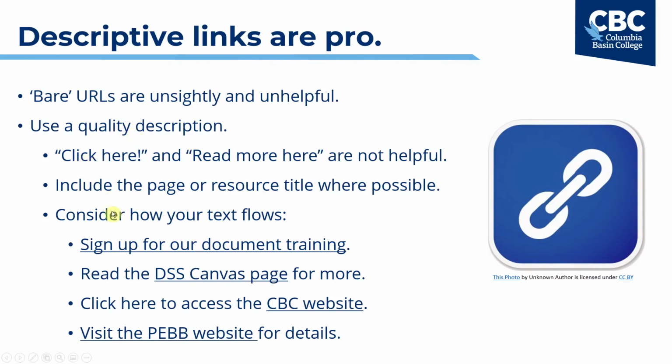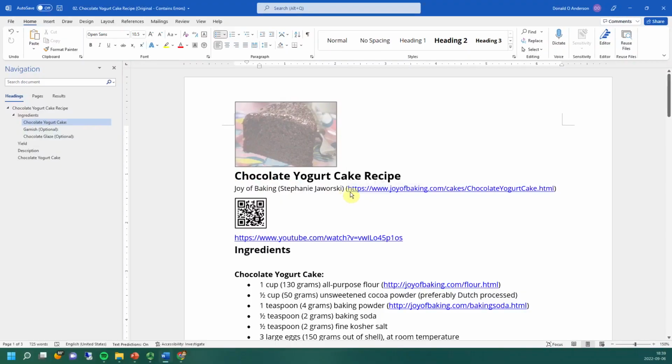Instead of using things like sign up or sign up here, you could think about where the link is taking them and say something like sign up for our document training. You can decide where you should insert the hyperlink and then link only that text. And it will depend on how your text flows. So instead of clicking something like read here or read more, you could say read the DSS Canvas page for more, and then hyperlink only DSS Canvas page, and so on. This, of course, will depend on your text. It's just really important that you remember that somewhere in your hyperlink should explain where the link is going to take the reader.